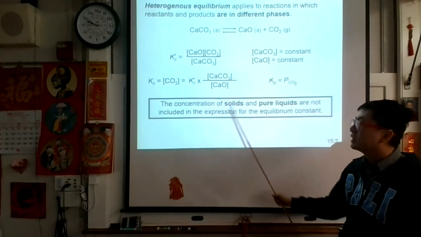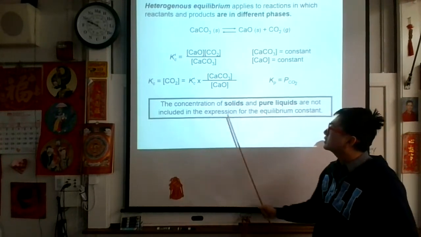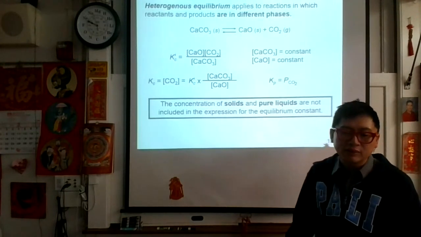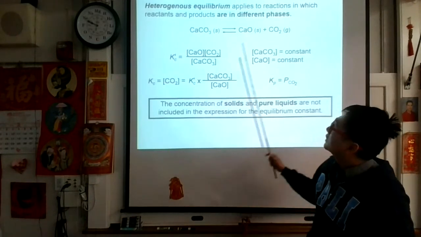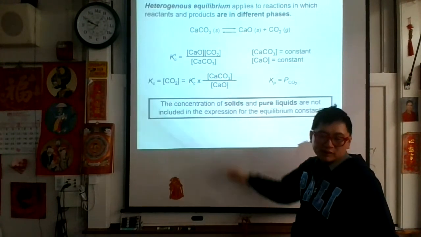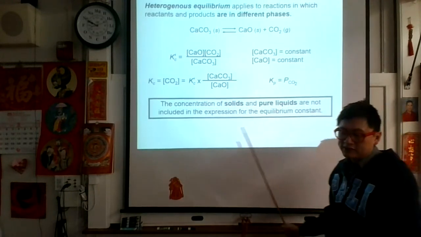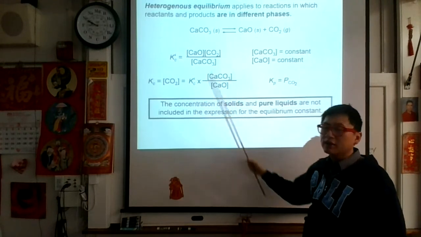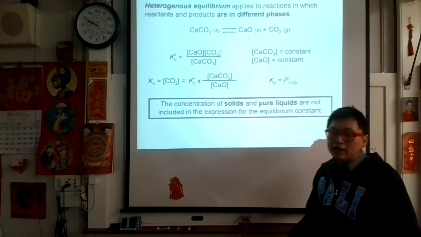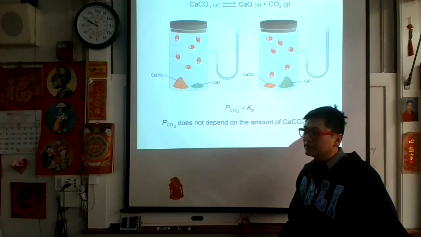In fact, that's one key point. The concentrations of solids and pure liquids are not included in the expression for the equilibrium constant. So we never include solids nor liquids in the equilibrium expression. If you ever see solids and liquids, what I like to do is almost cross them out, like they're not even there. If you see an S for solid or an L for liquid, I would just cross them out. So what are the only things that we include? We only include gases, and we only include aqueous species. Okay, I'm going to skip this for now because it's not necessary right now.